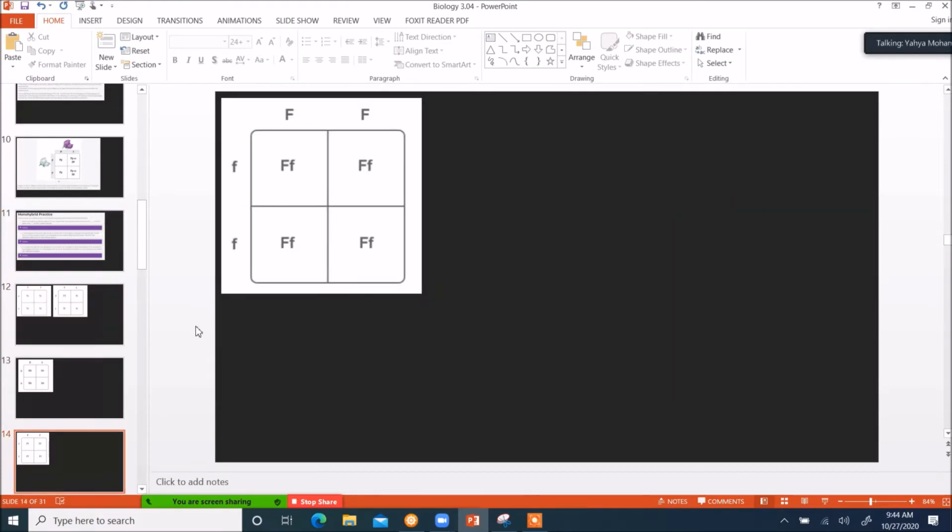They told us one parent was homozygous dominant, right? So capital F, capital F. You can see, therefore, in every column, that's going to give you the capital F. So all of these are going to have at least one capital F. That means all of these are going to be dominant. None of the recessives are going to show through.